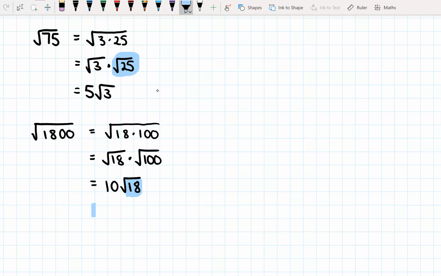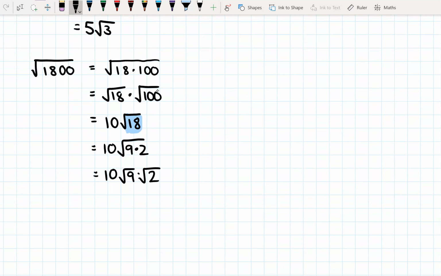So we have here 10 times the square root of 9 times 2. So we have 10 times the square root of 9 times the square root of 2. The square root of 2 we can't do, but we know that the square root of 9 is 3. So we have 10 times 3 root 2, and 10 times 3 is just 30. So we have 30 root 2.